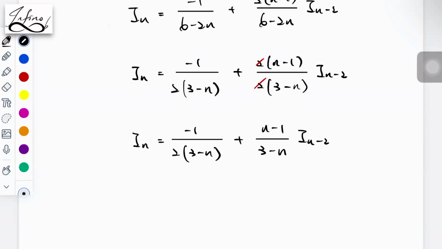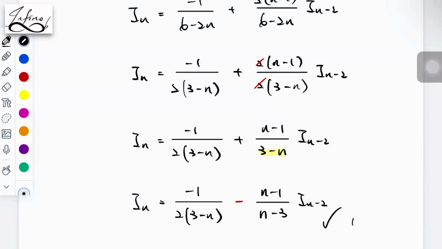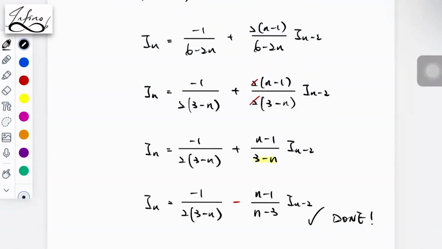And there's some students, they want to strive for perfection, then you can further reverse the order of the 3 minus n, which you will have negative 1 over 2 bracket 3 minus n, and then you change this one to minus. And then this one will be (n minus 1) over (n minus 3) I_(n-2). And then done. That's it for example 3.